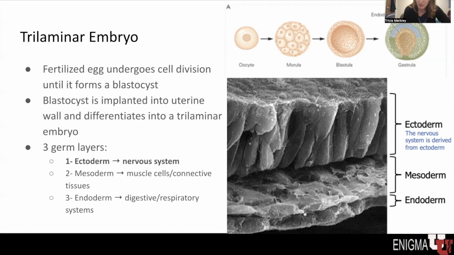There is the ectoderm, which then goes on to develop into the nervous system and also the skin. The mesoderm, which later forms the muscle cells and connective tissues, and also the endoderm, which develops into the digestive and respiratory systems. So you see here in this figure, in this micrograph, the ectoderm shown here on top. And again, the nervous system derives from the ectoderm. Below that is the mesoderm, which develops into muscle cells and connective tissues. And then on the bottom shown here is the endoderm.